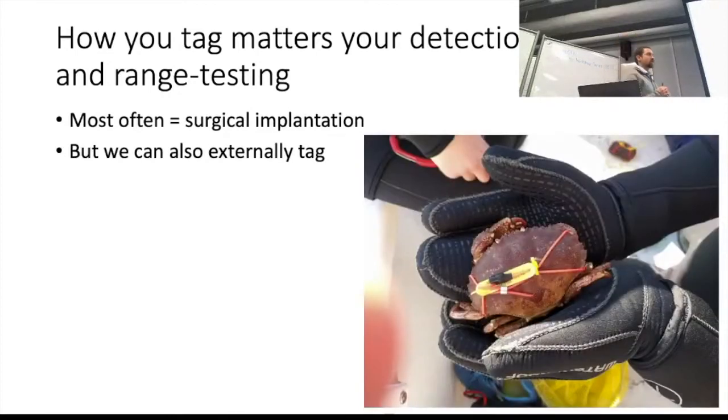We can also externally tag. This is one of our Jonah crabs that we've given a little fancy backpack to. And you can externally tag fish as well. We've done this a lot with flatfish, especially smaller flatfish. They don't have that internal body cavity to really accommodate a tag, so we end up giving them a little backpack as well. And there's a lot of reasons, and we'll talk about why most people do internal implantation.